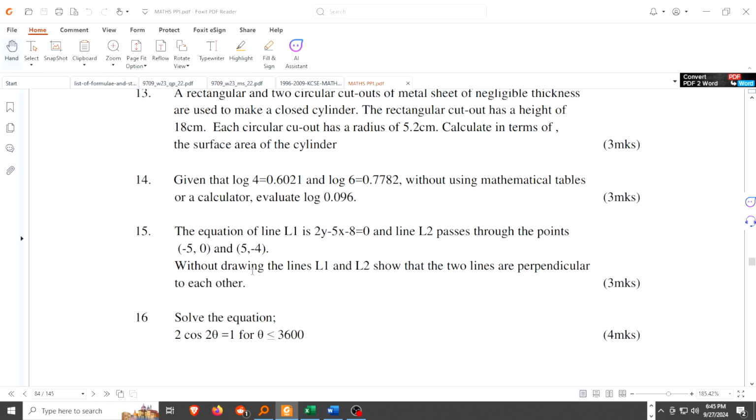Without drawing the lines L1 and L2, show that the two lines are perpendicular to each other. That's 3 marks. So here what we are meant to show is that the product of the gradients of these two lines gives us negative 1. So let's proceed and see how that is done.